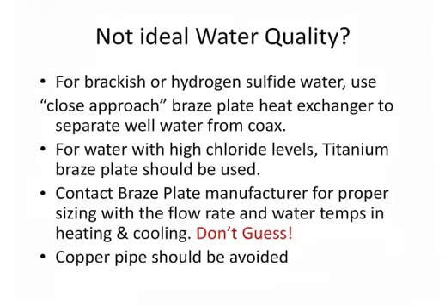Not ideal water quality. For brackish or hydrogen sulfide water, use a close approach braze plate heat exchanger to separate that well water from our heat exchanger. Remember, they're still getting that open loop. They have still avoided the cost of that entire loop field. They're still getting that energy savings, but what you are doing as an installer is you are installing a separation of that fluid from the heat pump. So if that heat exchanger fails, it's not going to destroy the heat pump.